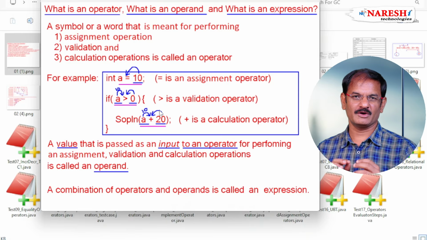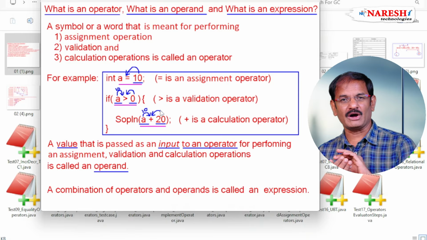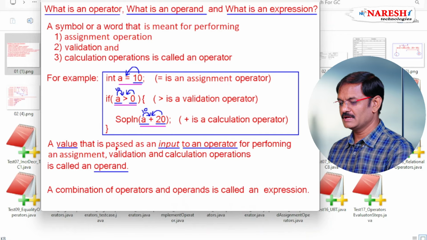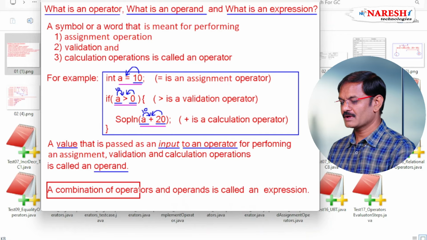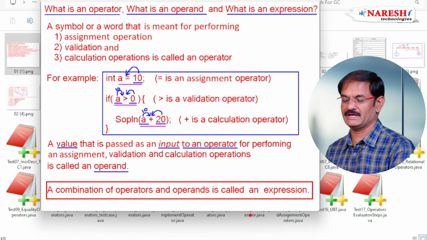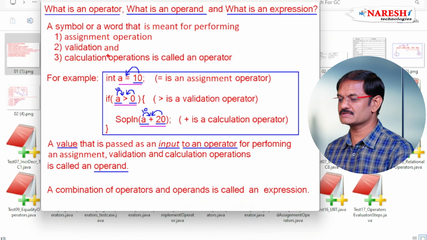Expression is nothing but a combination of operand and operator together. It is called what? Expression. Look at the definition: an expression is a combination of operators and operands. So we have three words completed.